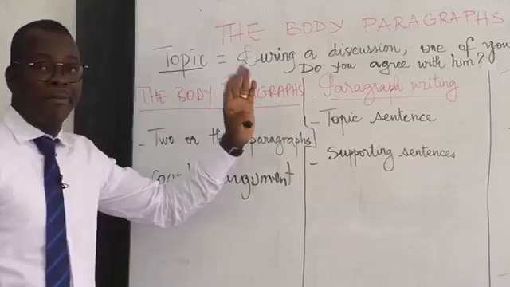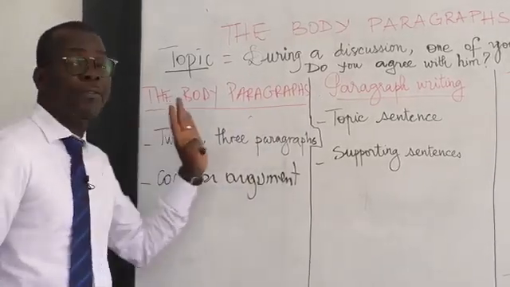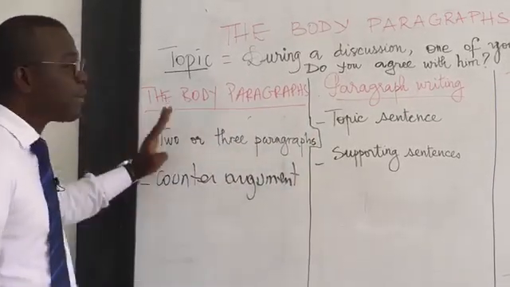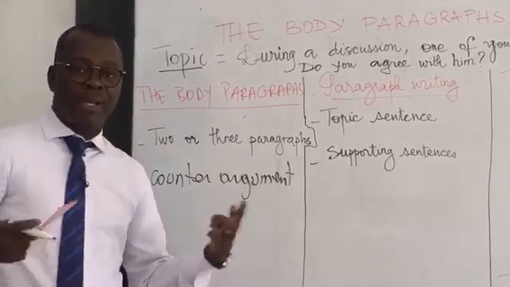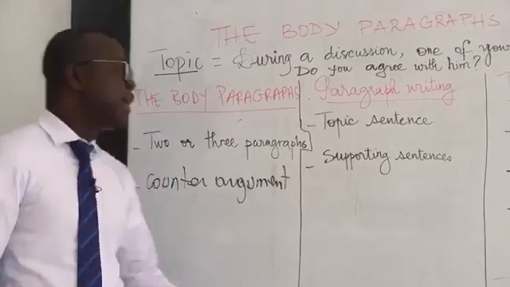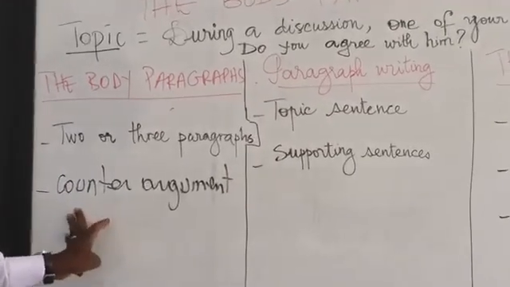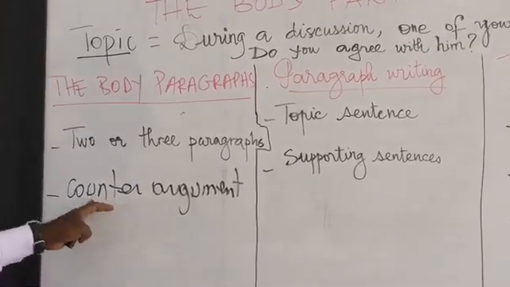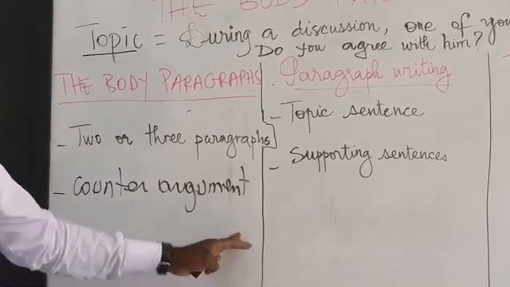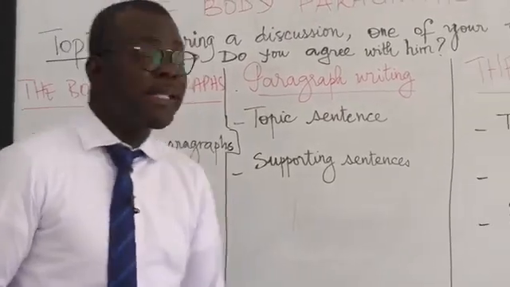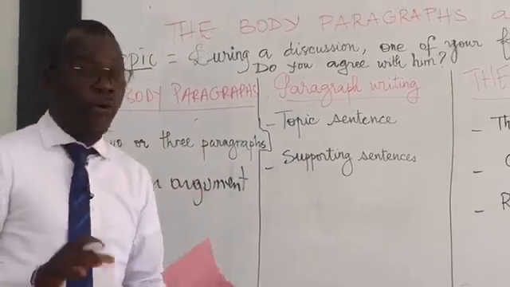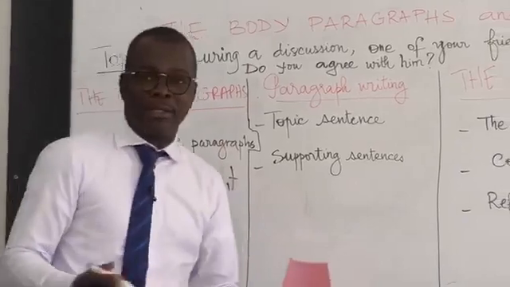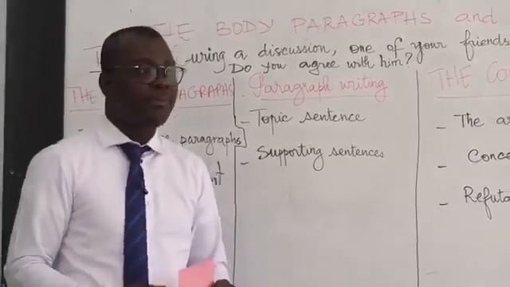So, in the body paragraph, you have 2 or 3 paragraphs. 2 paragraphs for the writer's opinion. He gives arguments to defend his own opinion. And another paragraph which is about the counter argument. Now, the body paragraphs are about paragraphs. So let's see how to write a paragraph.